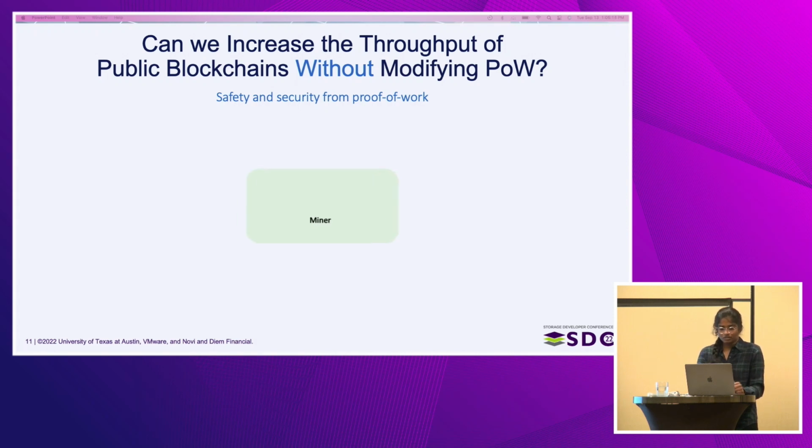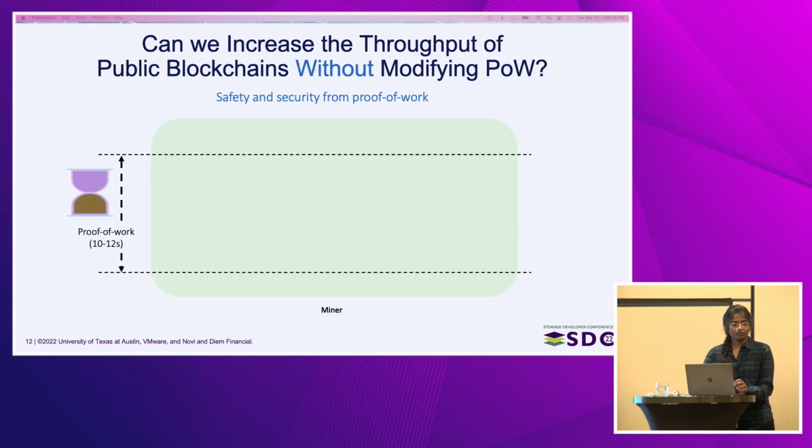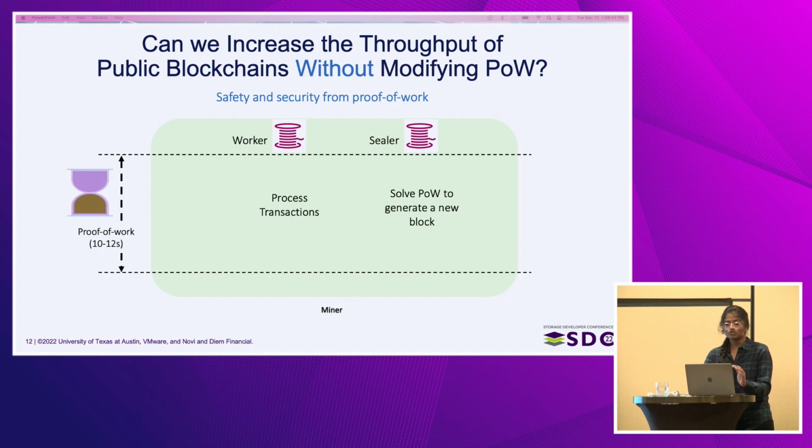So to answer this question, we look more deeply into how miners execute transactions and create these blocks. With proof of work, Ethereum miners have roughly 10 to 12 seconds to process transactions and to generate a new valid block. So Ethereum miners have two sets of threads, workers and sealers, to perform these two operations in a pipeline manner, which I'll explain now.